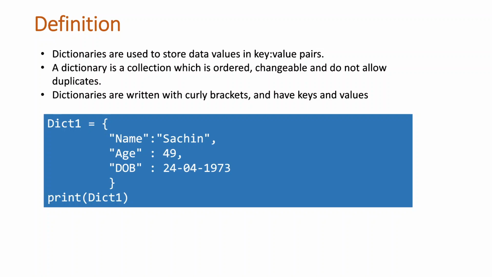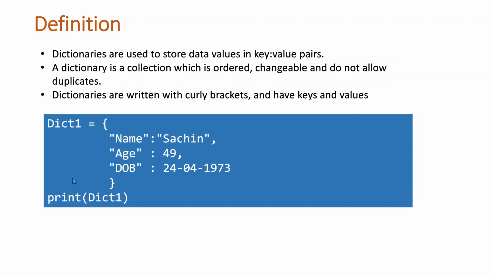The next thing is changeable. Dictionaries are changeable, meaning that we can change, add, or remove items after the dictionary has been created. Duplicates not allowed means dictionaries cannot have two items with the same key. Here we have name, age, and date of birth, so we cannot have the same key repeated twice. This is a very quick introduction and the basics about Python dictionary and how to create one.